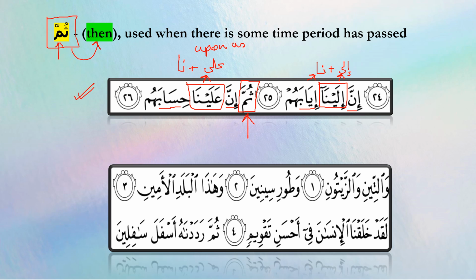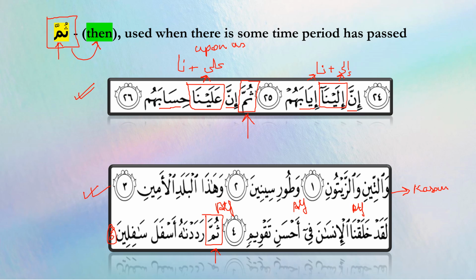And another example, I have taken the same example. As you can see, it's clear now. This is harf qasam, and this is the atf here. This is also atf here, and here also it's atf. And now in ayah number 5, thumma is used. Why is thumma used here? It shows some time period.